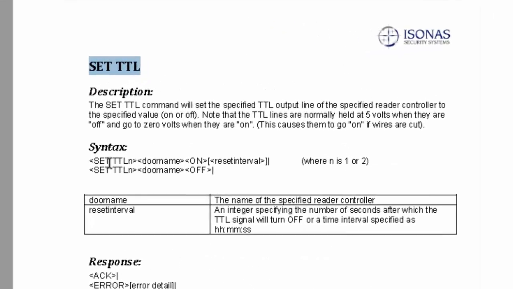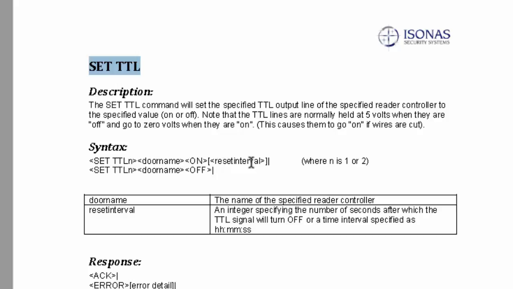So if we look at the syntax of this, it's a little bit different. We have a set TTL, and then we have the N. That N is either TTL1 or TTL2. Then we need to specify a specific door name, and then we're either going to turn it on or off. Alternatively, we can see that this reset interval is set in brackets. That means that it's an optional command. We can turn this on with a reset interval in seconds.